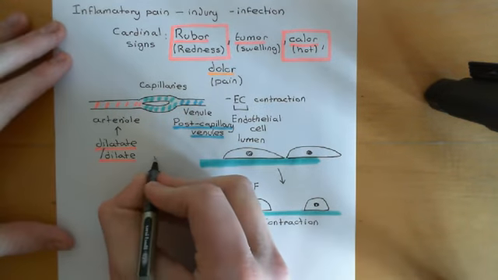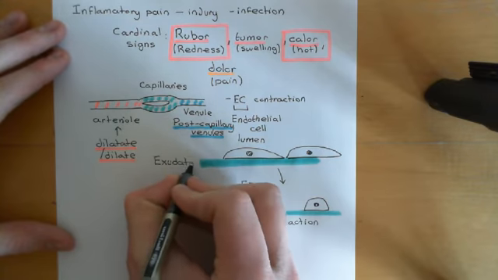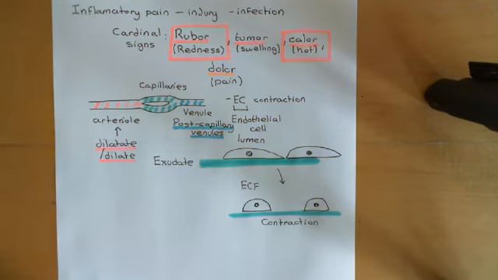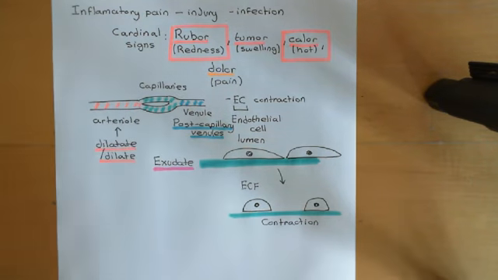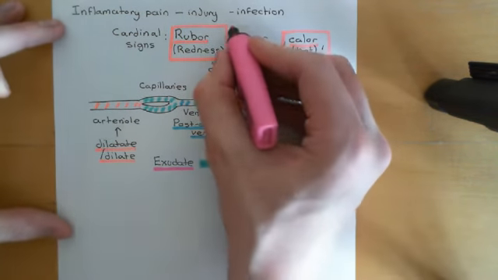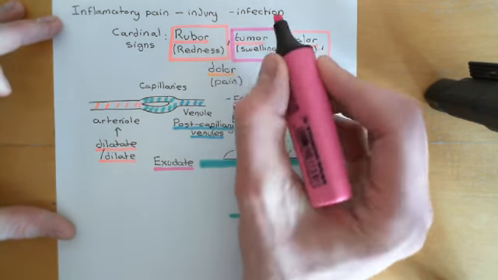This new fluid that you form is what's known as inflammatory exudate, or just exudate. So you're going to form a large amount of exudate at the inflamed area, and this is one of the key things that causes the swelling of that area, the tumor.